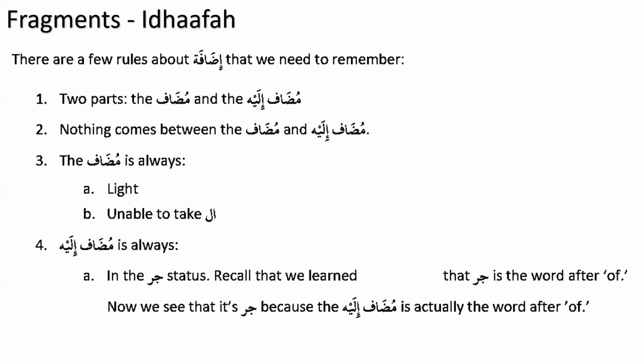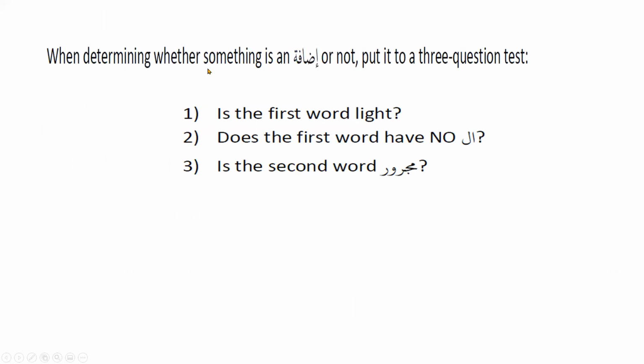Simple as that. So in total, three things: two things for mudaf, one thing for mudaf ilay. Mudaf cannot be heavy; it has to be light all the time, and it cannot take alif lam. Mudaf ilay is jar. When determining whether something is idafa or not, put it through a three-question test. Is the first word light? Does the first word have no alif lam? Is the second word majroor, meaning it is in jar status? If these three conditions are fulfilled, then they are a mudaf and mudaf ilay, and you can translate them with an of in between them.